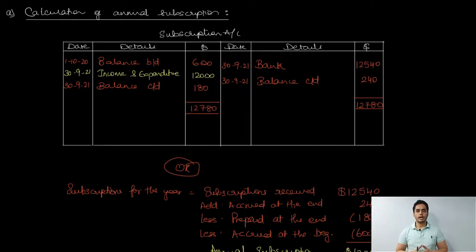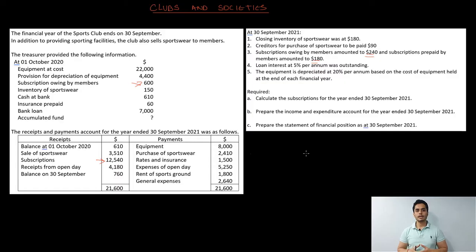Let us continue and prepare our income and expenditure account. So let's discuss all the incomes that we have in this question. Whenever you want to record the incomes in the income and expenditure account, always start with the receipt side of the receipt and payment account.